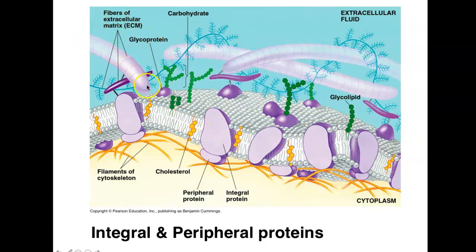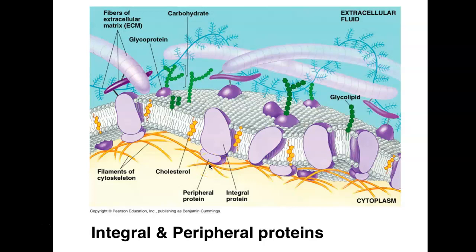You have your extracellular matrix, your glycoprotein, more carbohydrate, and a glycolipid again. There's your cholesterol right there. There's your integral protein and your peripheral protein. Your integral protein, remember, is amphipathic and it spans the entire membrane. Your peripheral protein's kind of hanging off the side. This is a cytoplasmic peripheral protein. It's held there by the cytoskeleton.